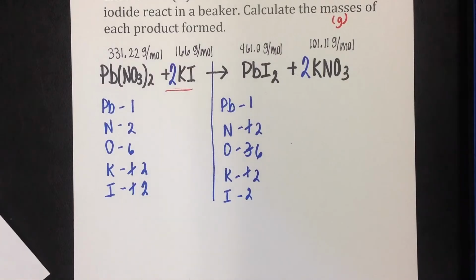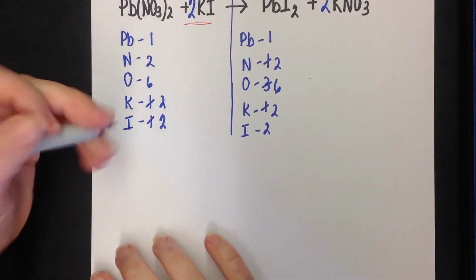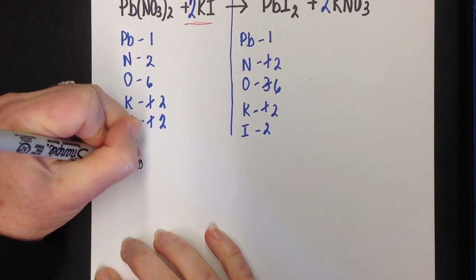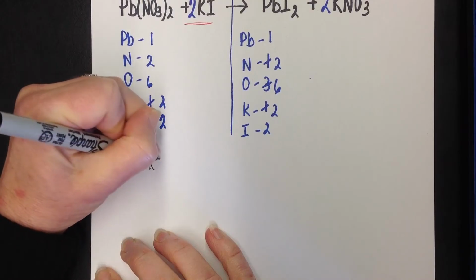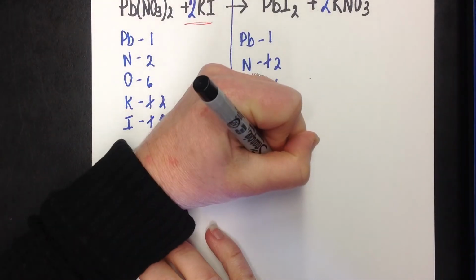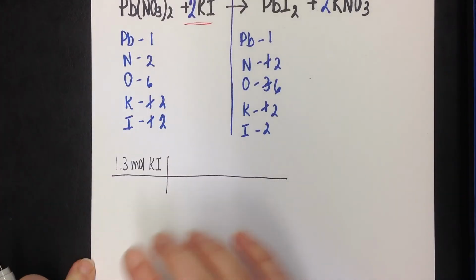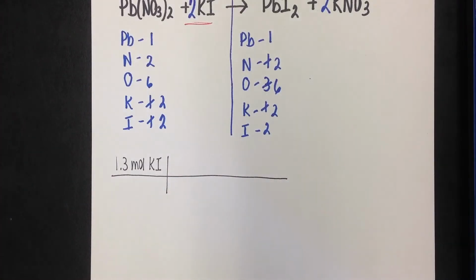We always start with the given. And so the given in this case was 1.3 moles of potassium iodide. Now the good news here is the given is already in moles, so that means I have permission to jump straight into the mole-to-mole ratio.